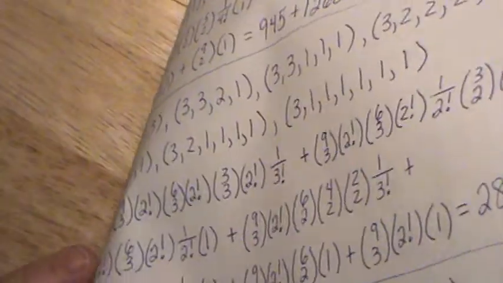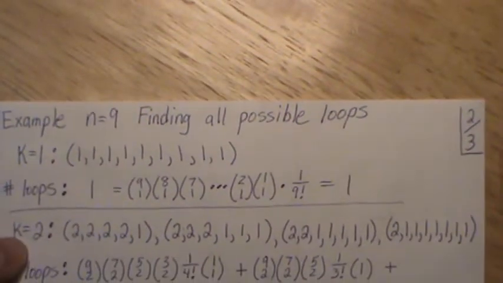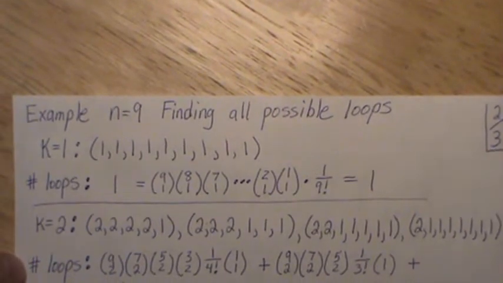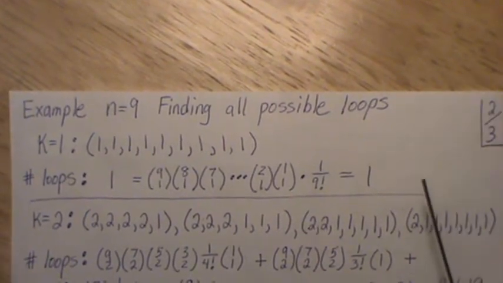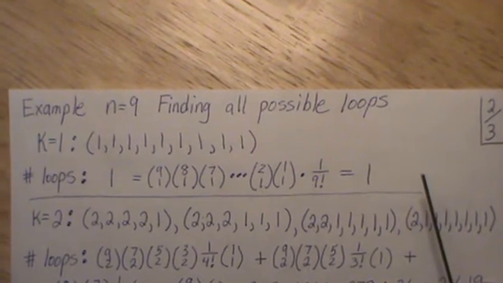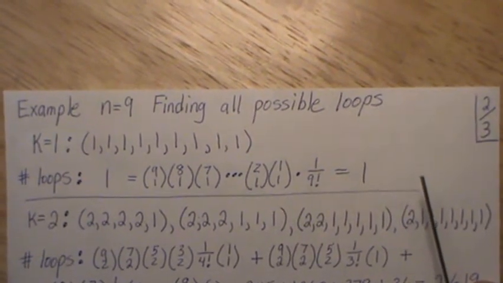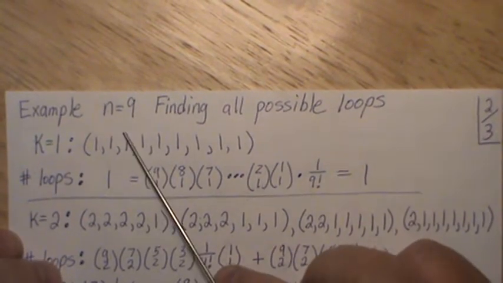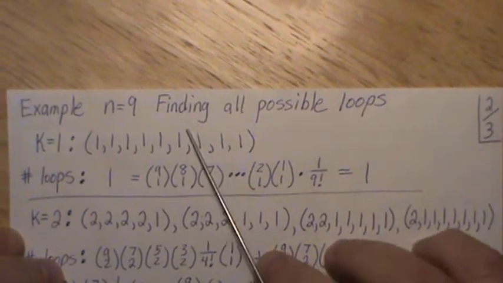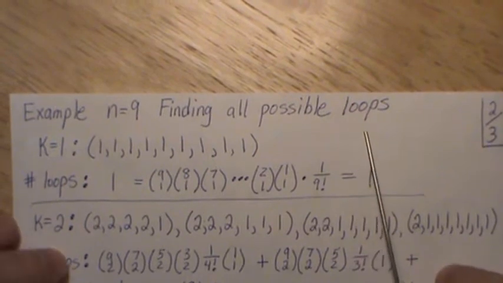On page 2, it's going to be pretty tedious. We're going to go through the possibilities and show you how to calculate them. So if that's your interest, this page will teach you that. If it's not, you can fast forward to page 2. We're going to go through an example of n equals 9, and we're going to find all possible loops.